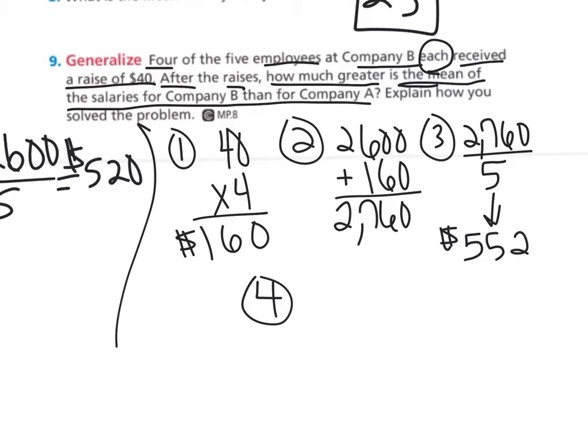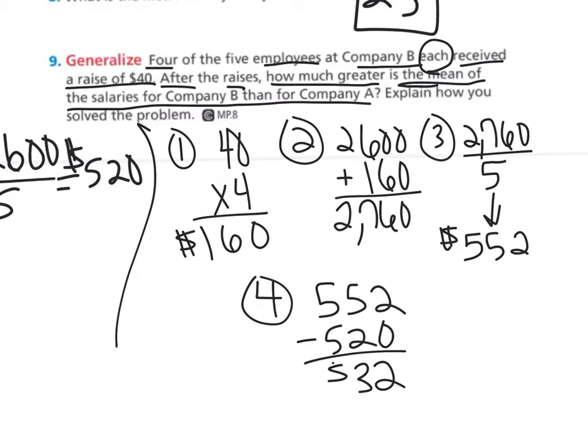Then the question is, how much greater now is the mean for company B than company A? So to figure that out, we would need to subtract. Good. So 552 minus 520, and that's a difference of $32. So this gives you an idea of how to work with mean, median, mode, and range.